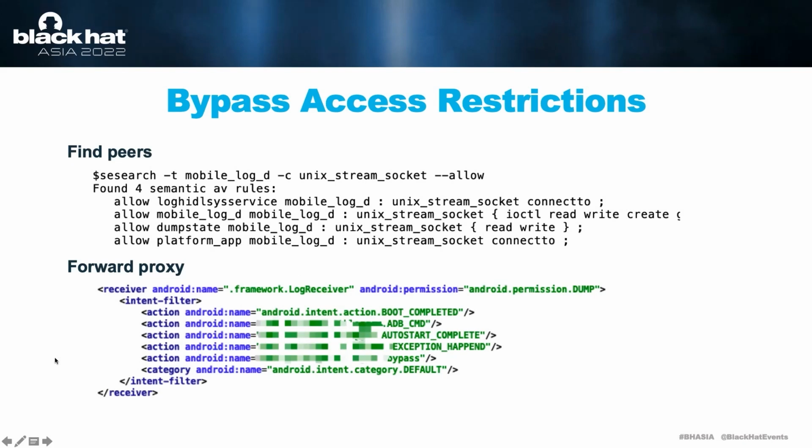The tool can enumerate all UDS services on the device and list some basic information, such as the SELinux context of the socket file and process, the process binary file, and so on. We can use this tool to help us quickly find the UDS service.